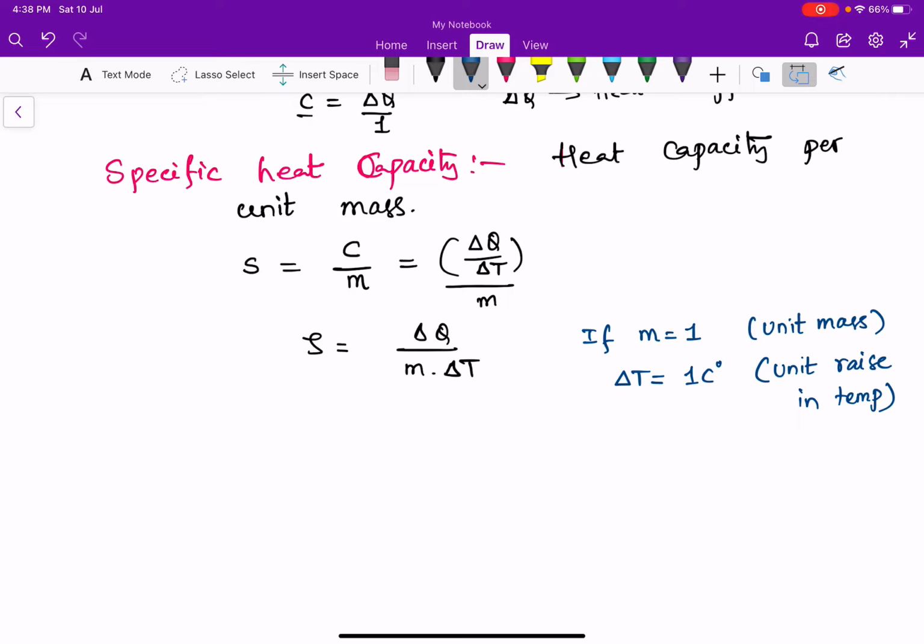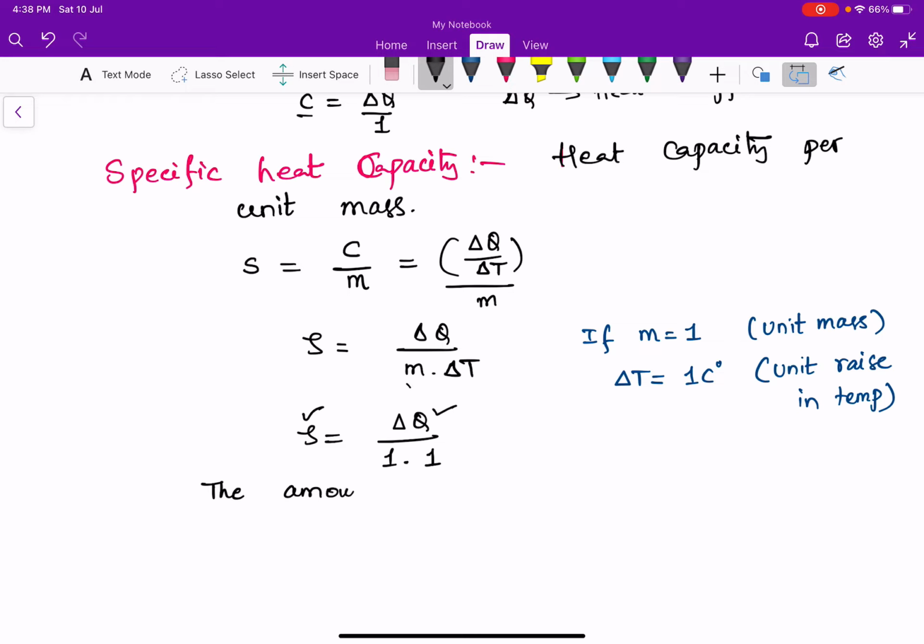So if m equal to 1 and delta T equal to 1, in this case S would be delta Q by m, where m is 1 kg or 1 gram. Delta T is also equal to 1 unit. So in this case, how can you define specific heat capacity? Specific heat capacity S is equal to simply delta Q.